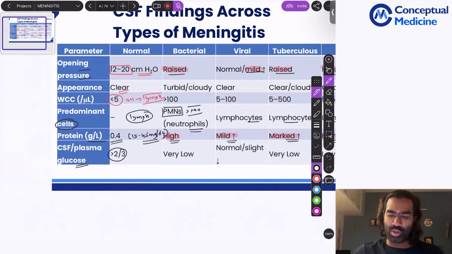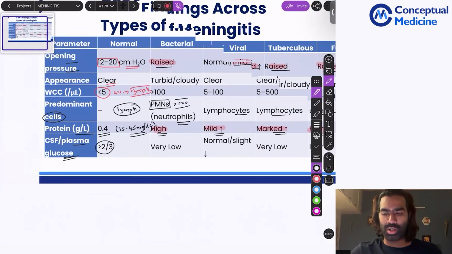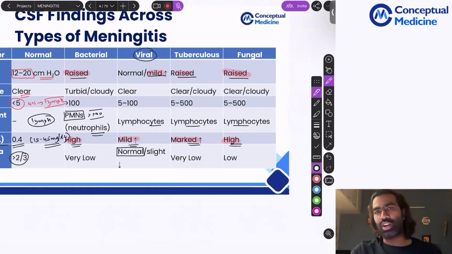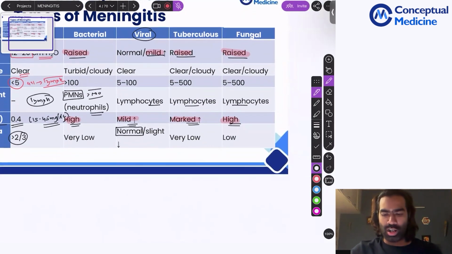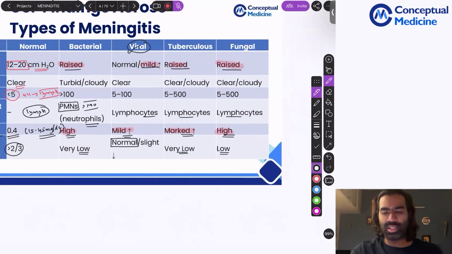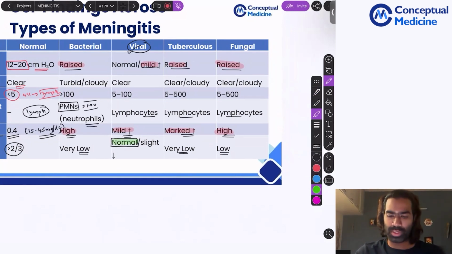Then comes your glucose. Glucose becomes very, very important. Whenever glucose is normal, that is a big clue towards viral meningitis, or we can call it aseptic meningitis. In all other conditions, glucose levels are going to be low. But in viral meningitis, it's going to be normal because virus doesn't have the machinery to metabolize glucose. That's why that point is very important.